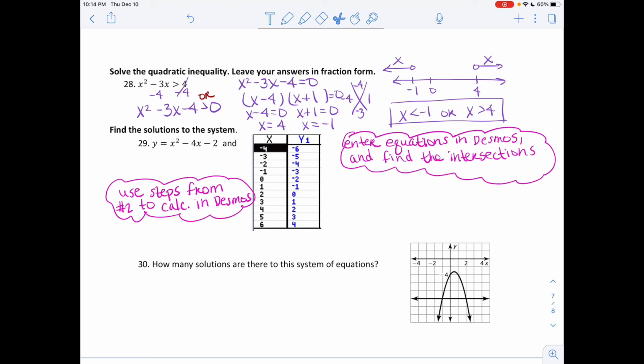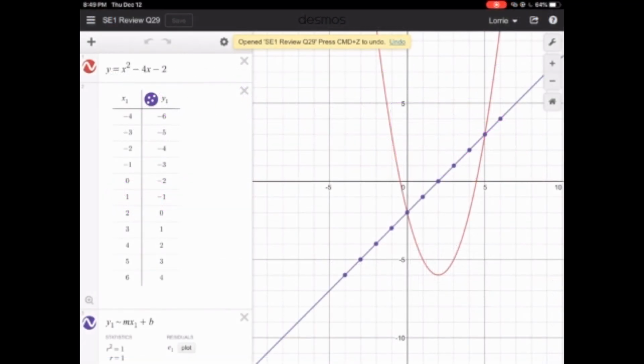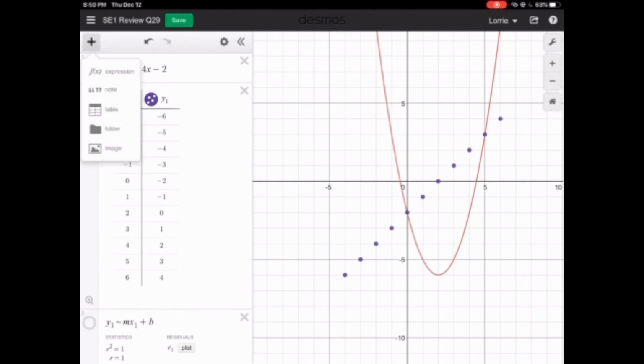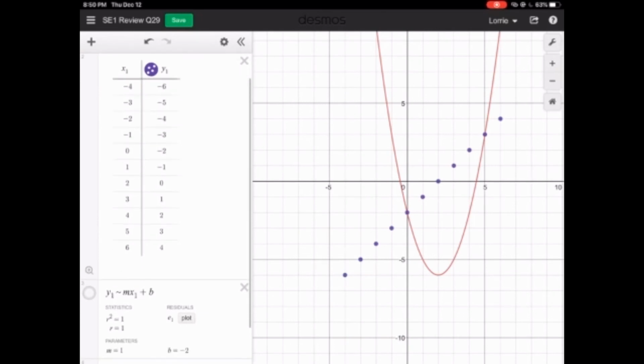So let's take a look at Desmos. All right, so my first piece is an equation. Y is equal to x squared minus 4x minus 2. So I just put that in and I get that red parabola. All right, then I'm going to put in my data. Remember, to get a table, you go to plus and select a table and just start entering your data. In fact, Desmos may even start helping you after a while. It's pretty smart about starting to know where things are headed and start filling things in.